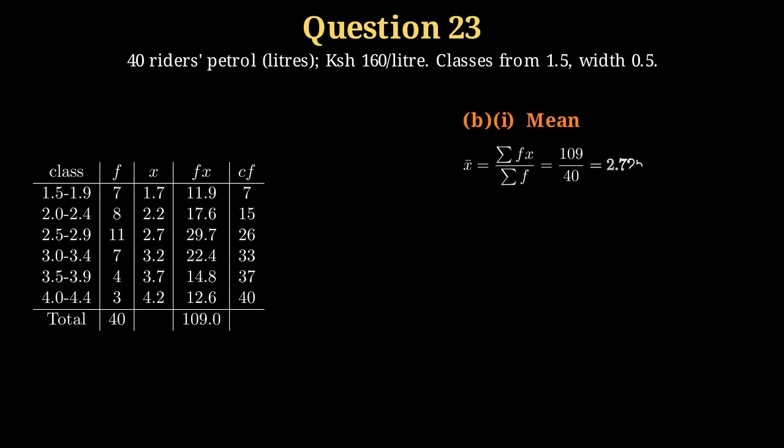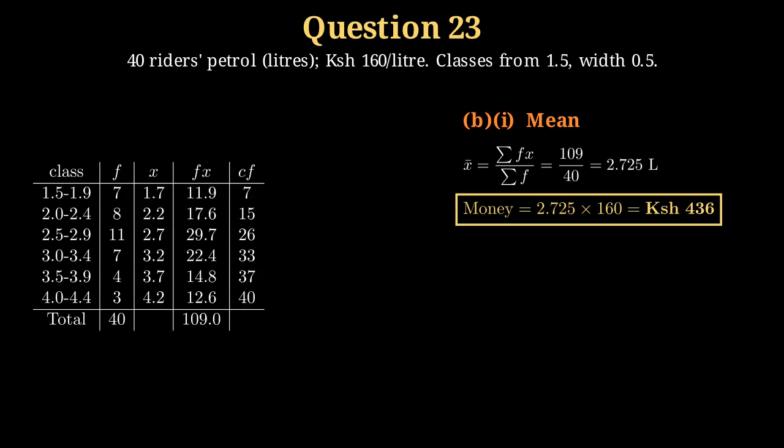Part B. 1. The mean. The sum of fx is 109 over 40 riders, giving a mean of 2.725 litres. Times 160 shillings a litre, that's 436 shillings.